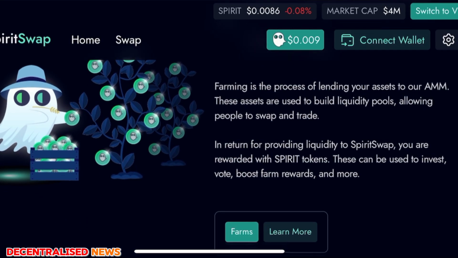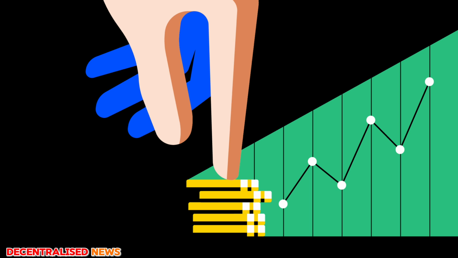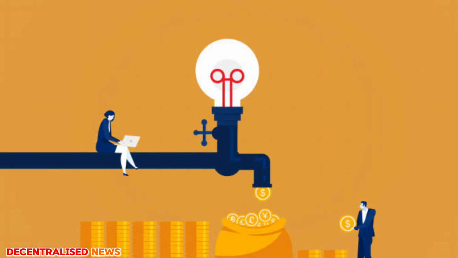Yield farms play a very crucial role in the ecosystem, acting as incentives for users to provide liquidity by staking digital assets in decentralized market making pools. Liquidity providers are then also rewarded with Spirit tokens for their contributions. This just promotes adoption and functionality for them as a DEX.